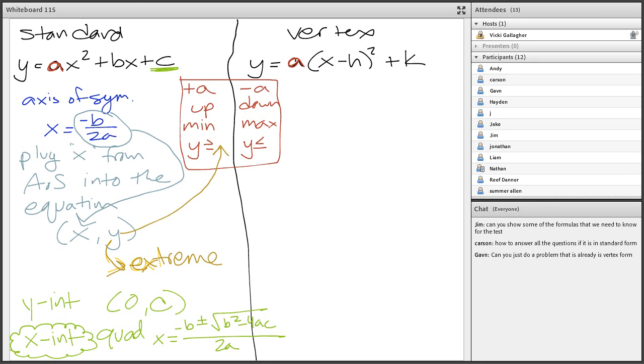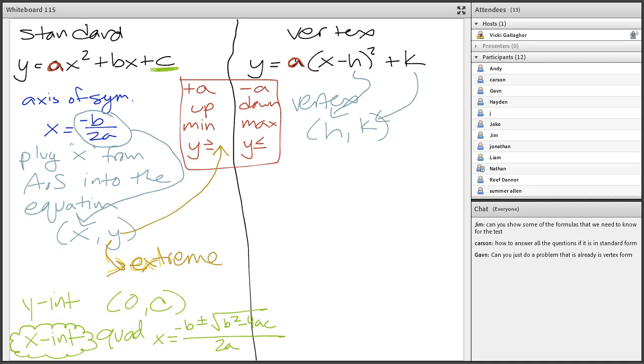And so for vertex form, you actually start with the vertex. And the vertex is the h and the k from the equation. So you don't have to do any work. You don't have to do any math. You're just pulling numbers out of the problem. Okay, so the letter h goes here and the letter k goes there.